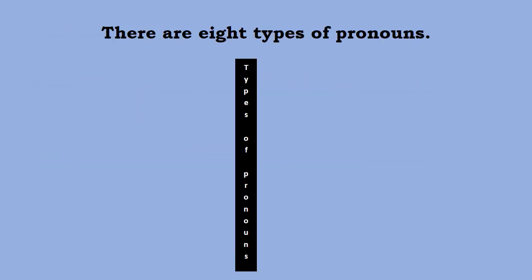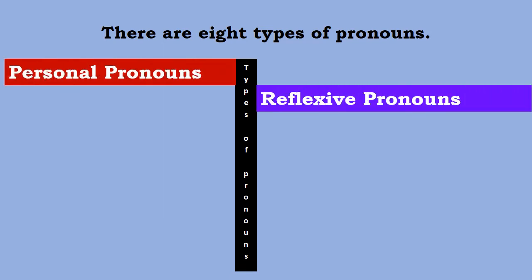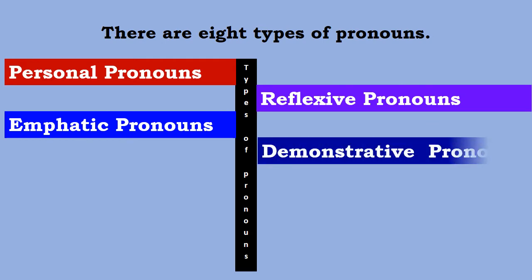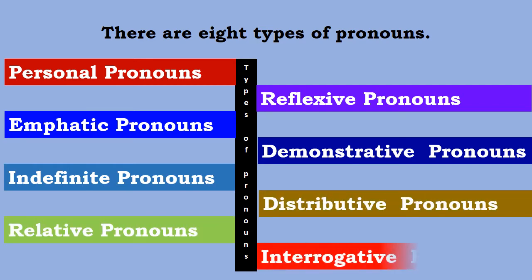There are 8 types of pronouns. They are personal pronouns, reflexive pronouns, emphatic pronouns, demonstrative pronouns, indefinite pronouns, distributive pronouns, relative pronouns, and interrogative pronouns. We begin with personal pronouns.